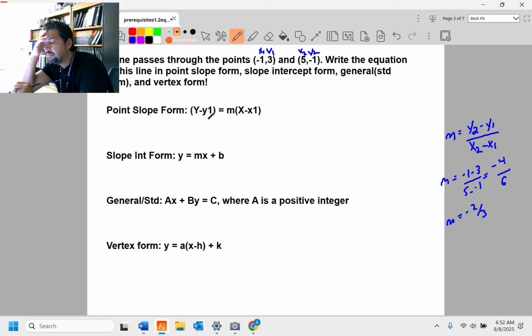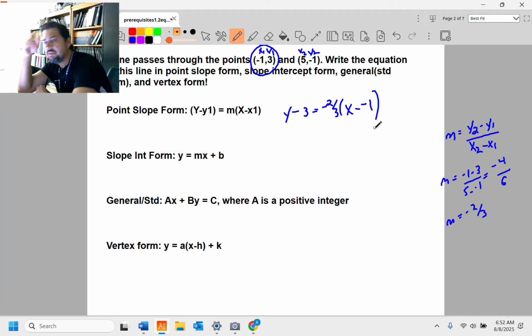Now this one wants point slope form. It's as simple as plugging things in, okay? And we'll just use that pair right there. You can pick either pair you want, but I'm just going to use that pair. We'll have y minus 3, because that's the y1 value, equals negative 2/3 of x minus a negative 1. Now, taking away a negative is addition. So, there's my equation in point slope form. To get to slope intercept form, you just have to kick it with a distributive property and combine like terms.